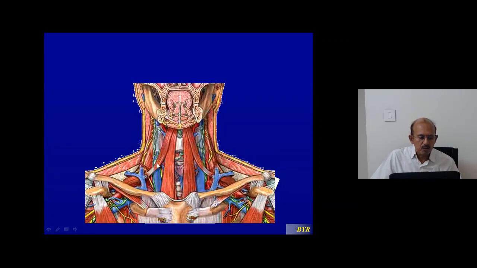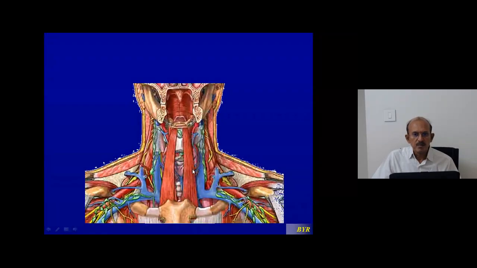Superior belly of what? Omohyoid. Very good. Okay. The superior belly of the omohyoid. And once we take away these two muscles, then let's see what is there deep to these. The omohyoids have been taken away. Now we are seeing the sternohyoid, which is extending from the manubrium sterni and going up, inserted into the hyoid bone.